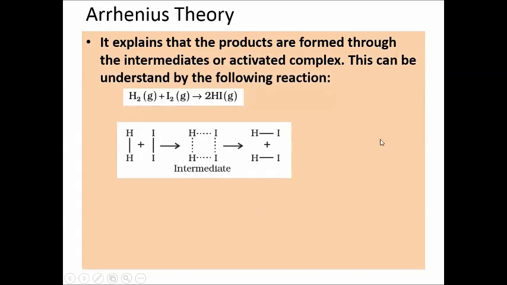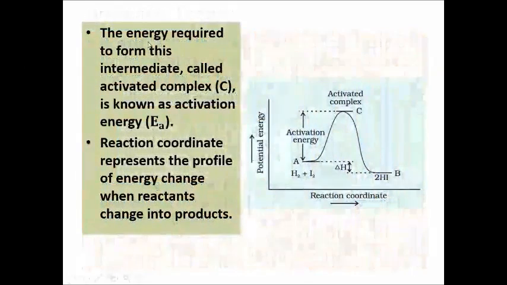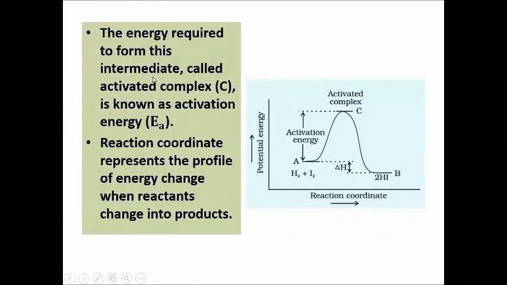So this is an intermediate compound which is unstable also. According to Arrhenius, this reaction can take place only when a molecule of hydrogen and a molecule of iodine collide to form an unstable intermediate. It exists for a very short time and then breaks to form two molecules of hydrogen iodide. The energy required to form this intermediate, called activated complex, is known as activation energy.